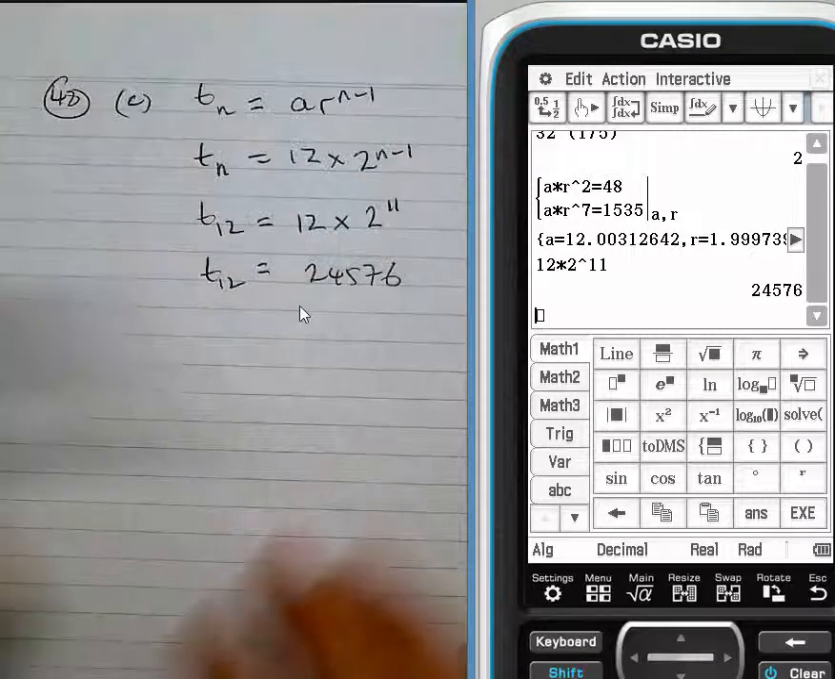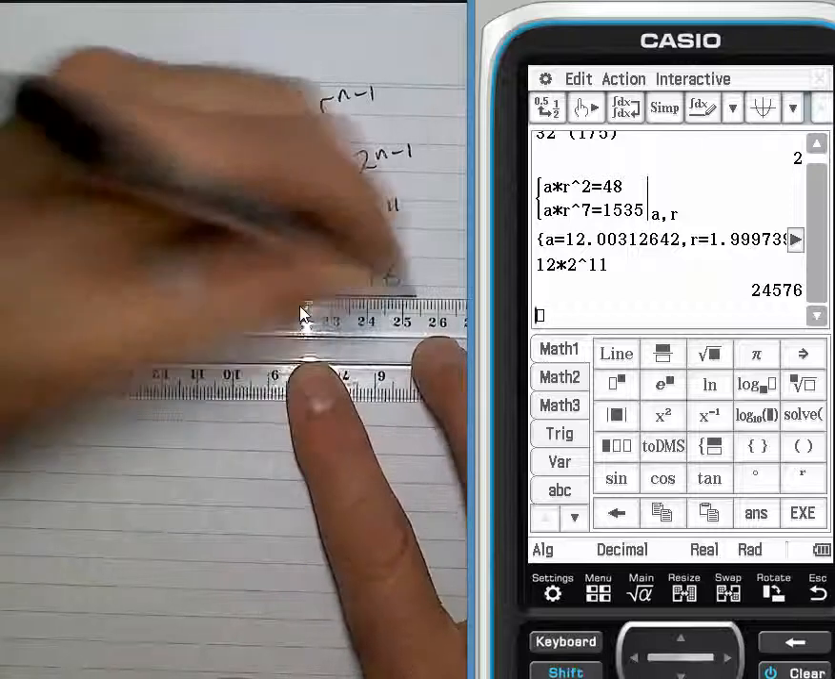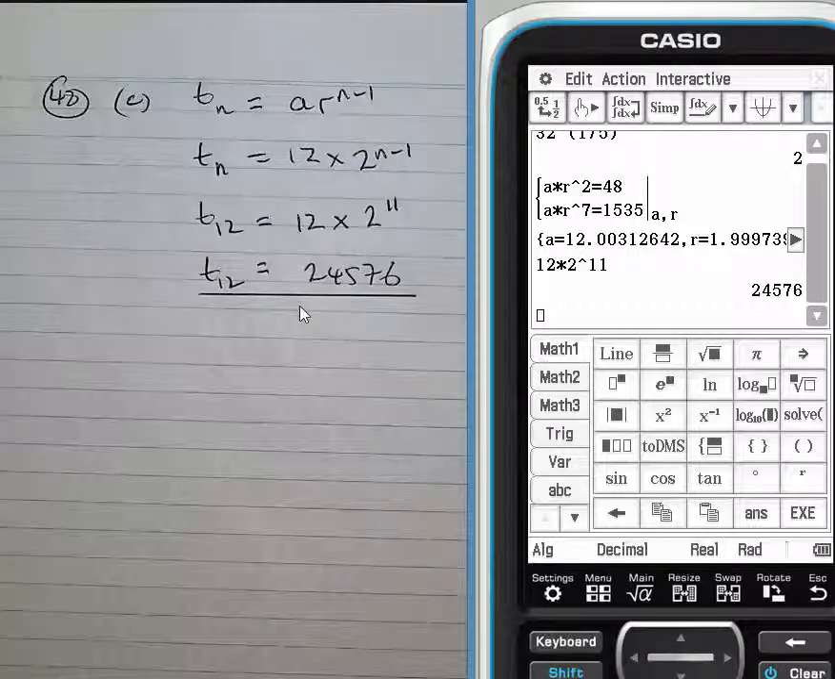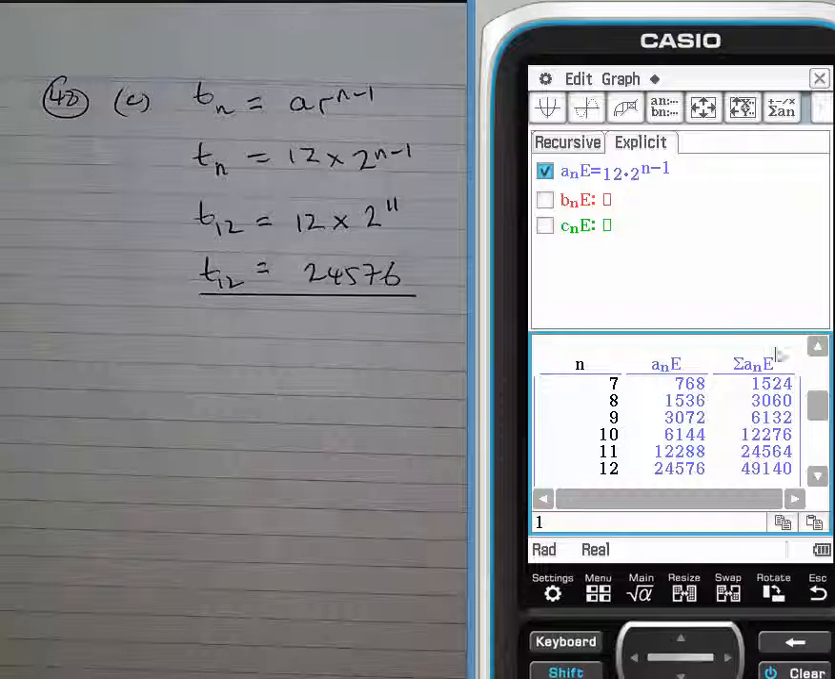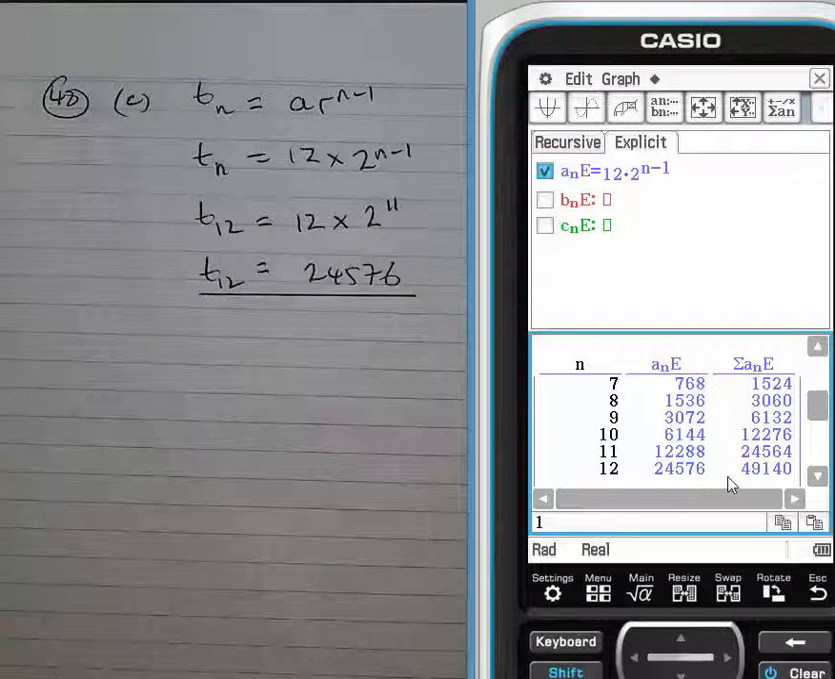Now you might like to check to see how you can find that using the sequence generator on your calculator as well. And when you do that, you'll see you get the 24576. I tend to, by default, leave my sum or series table column open as well. It's a habit I'm into. It's something you might choose to do as well.